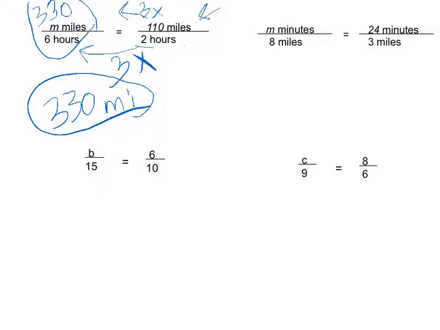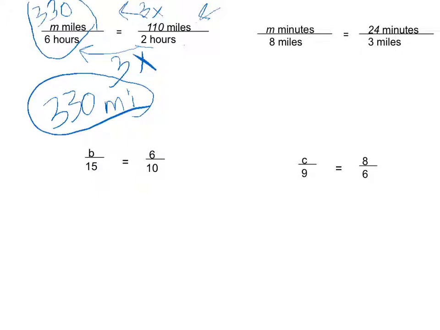In our next example, I look and I see that 3 does not go into 8 evenly. So if I do the fraction method, I'm going to be using a decimal, and I don't like that. So I want to try and find a different method. Well, I look here, 24 minutes, 3 miles.